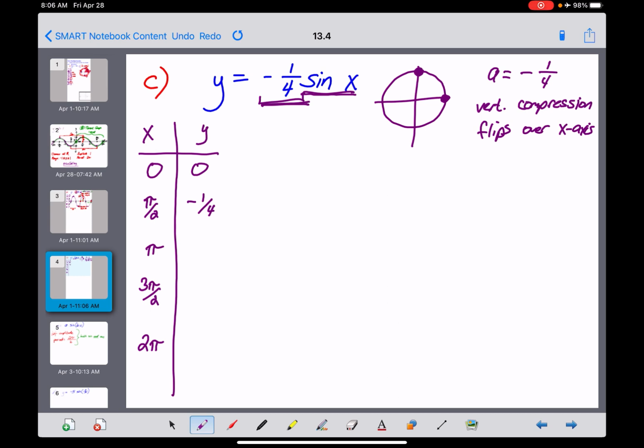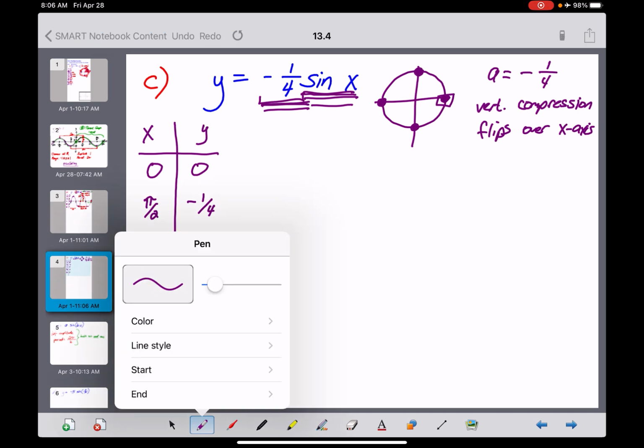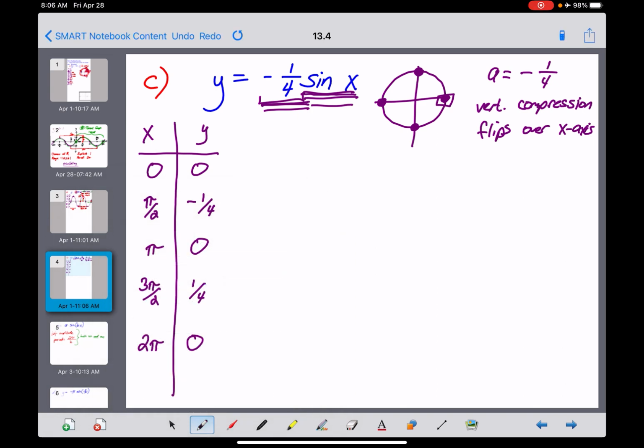Okay. Pi, our third angle, right over here. Your y-coordinate is 0, so sine of pi is 0 times -1/4, 0. How about at 3 pi over 2, right here? Sine is your y-coordinate there, which is -1, and -1/4 times -1 is going to be +1/4. 2 pi gets you right back where we started right there. Sine there is 0 times -1/4, which is 0. So we got our table made. Let's take a look now and let's draw our graph here, everybody.